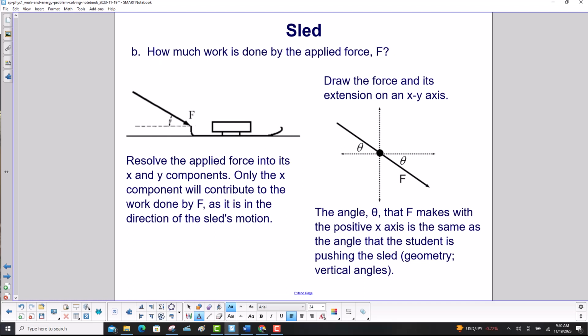Draw the force and its extension on an xy axis. So the force is here because you're pushing it, but forces always have to start on the actual object, right here, this dot here. So it goes in this direction. The angle, theta, that F makes with the positive x-axis is the same as the angle that the student is pushing the sled, and that's due to a little geometry here, vertical angles. Next, resolve the applied force into its x and y components. Only the x component will contribute to the work done by F, as it is in the direction of the sled's motion.